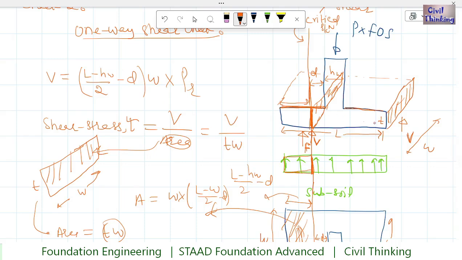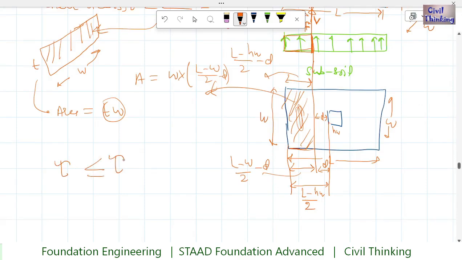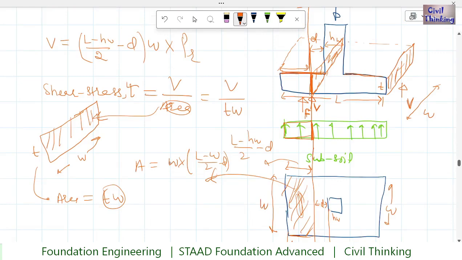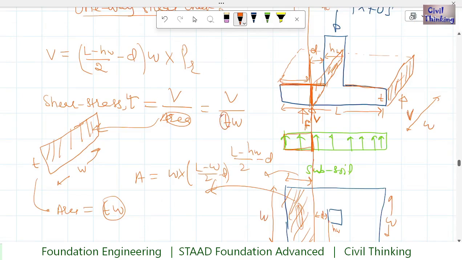Now at this critical section, the shear stress should be less than what? The shear bearing capacity of the footing. So this tau should be less than or equal to tau naught, for example, if I denote it with tau naught, the shear bearing capacity of the foundation. Now if you look at this, you can see all these dimensions are involved in this formula. So HW, d, all of these things, when you apply the shear check, you will get these, especially the thickness, because thickness is involved here, as you can see, and also the width.